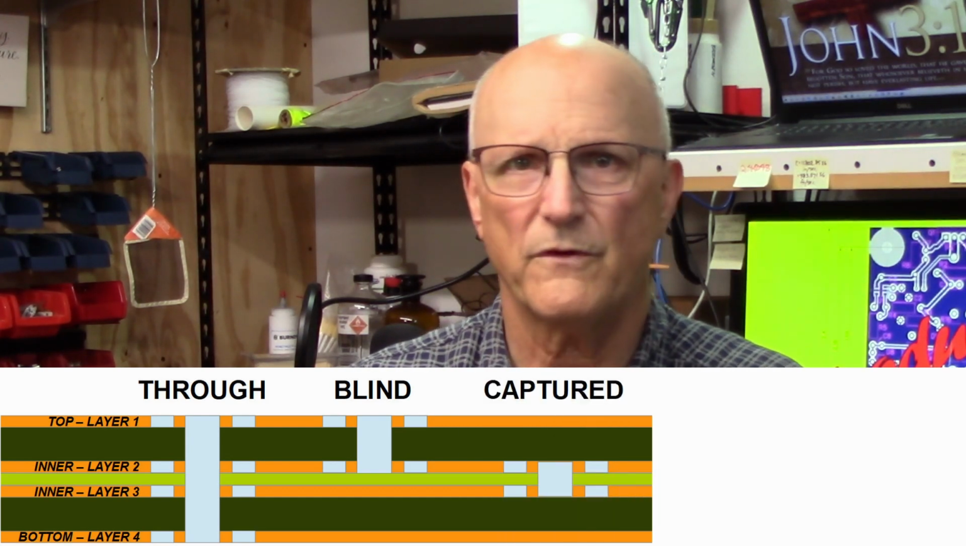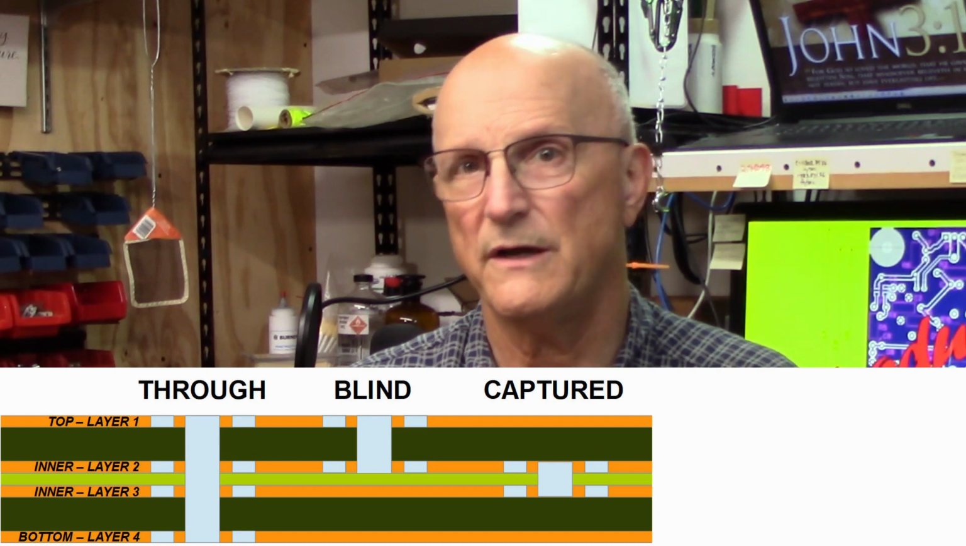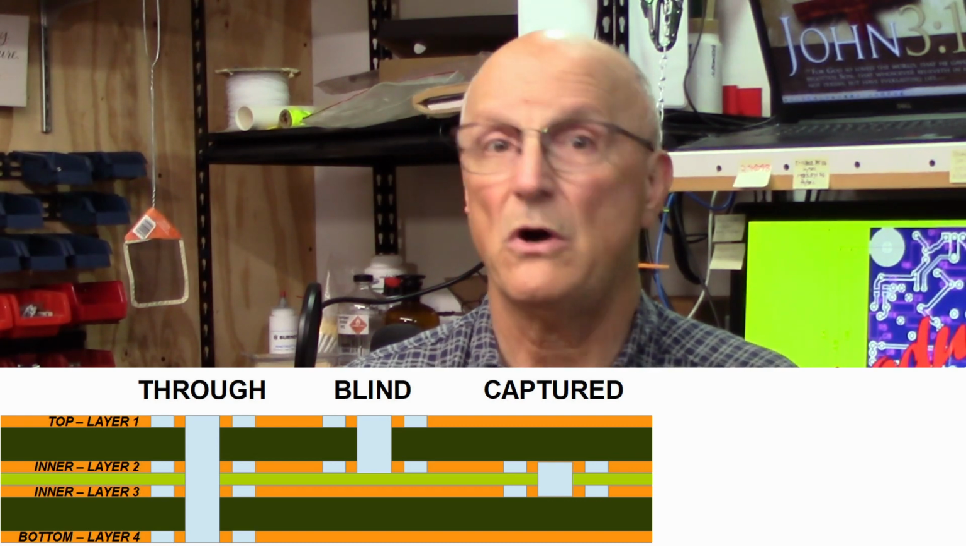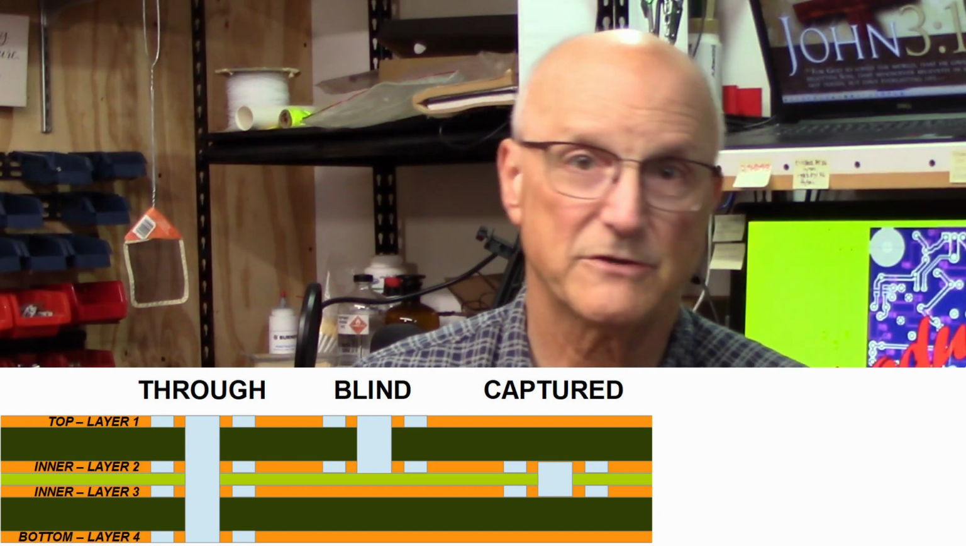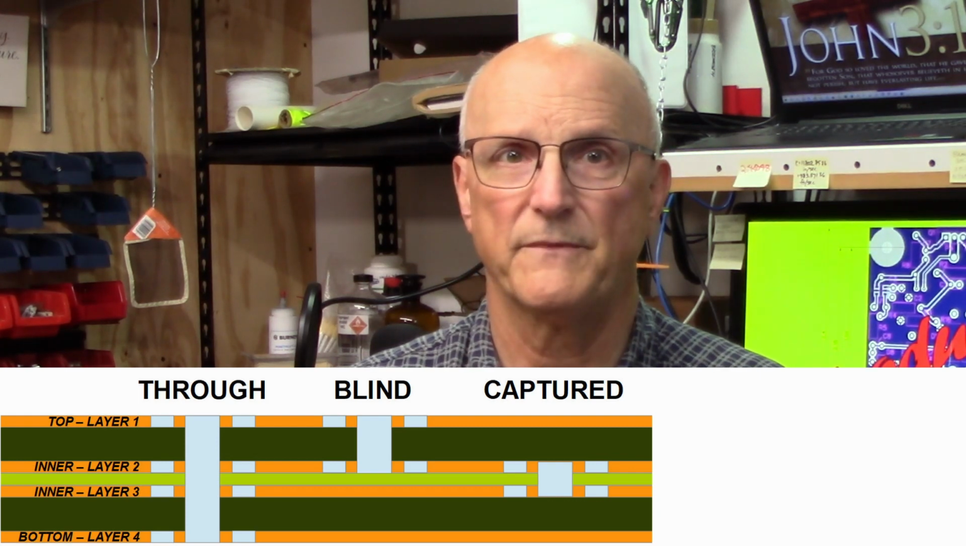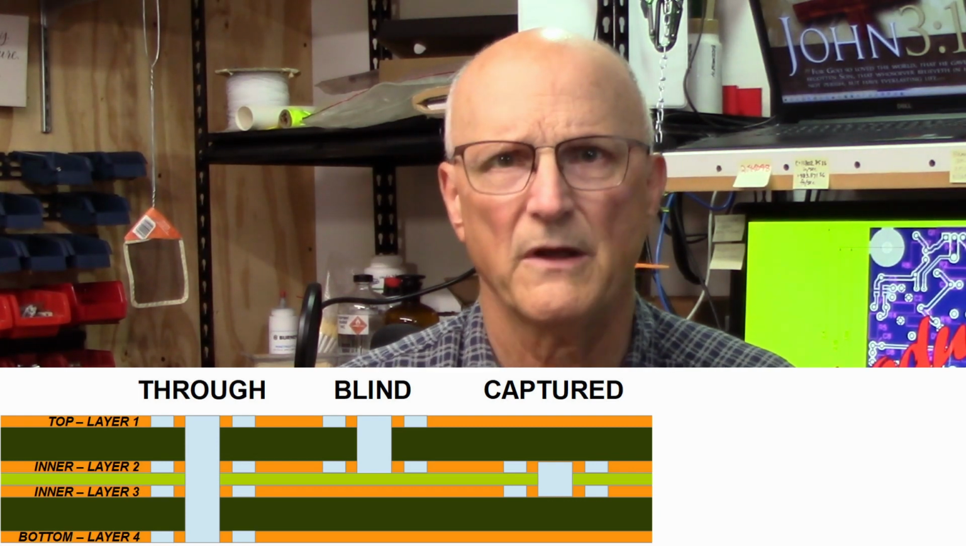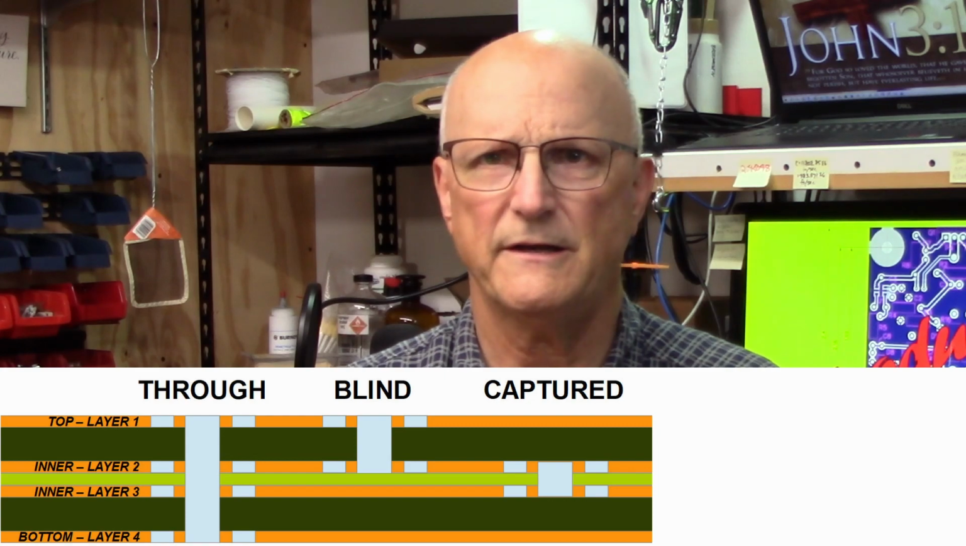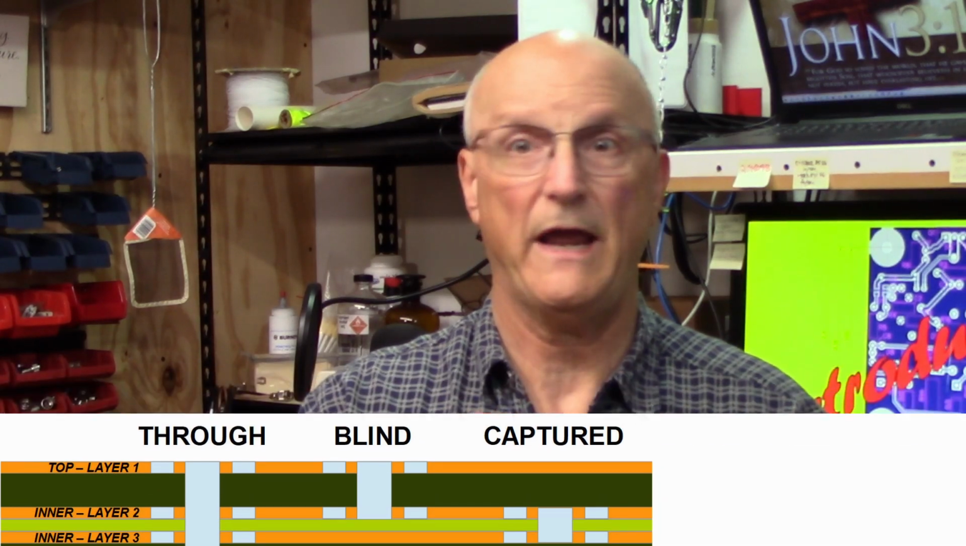Captured vias go from one inner layer to another inner layer. These are totally hidden from sight as we look at the board from the outside. As a general rule, avoid using blind and captured vias whenever and wherever possible. Among other things, they drive up the cost and the complexity of the board.